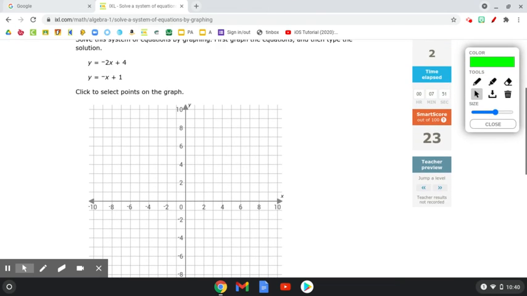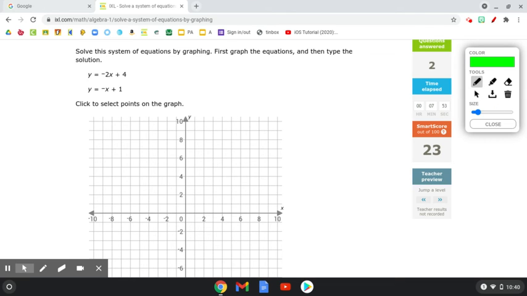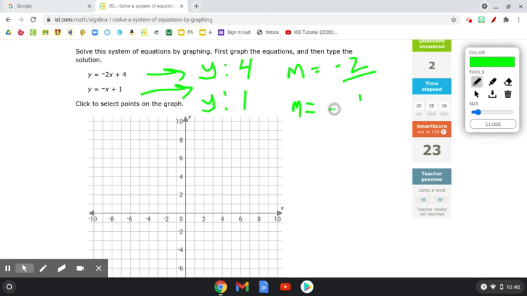Again, if you want to label, it's probably an easy way to do that. So for this equation, my y-intercept is 4. Slope is negative 2 over 1. And for this one, y-intercept is 1. Slope is negative 1 over 1. So that's a negative in front of that x.